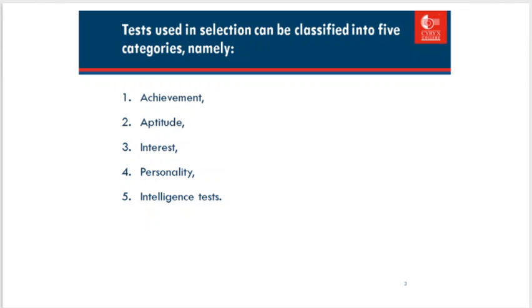Fifth, intelligence tests. These tests aim at measuring the general level of intelligence of the applicant. This is done by measuring the IQ of the applicant. In addition to this, they also measure a range of abilities such as numerical ability, vocabulary, memory, and verbal fluency.